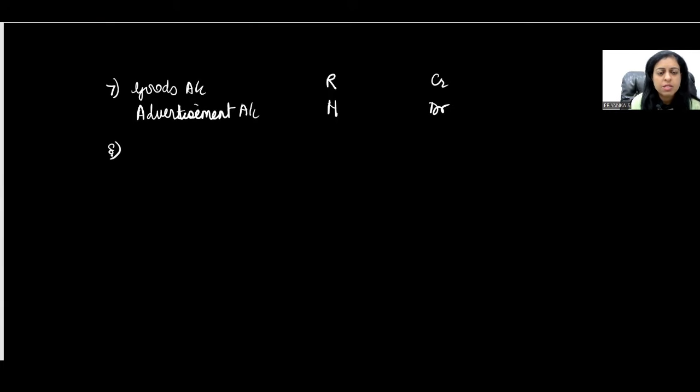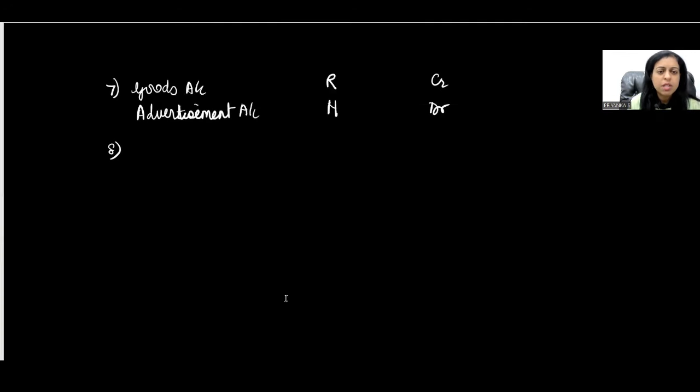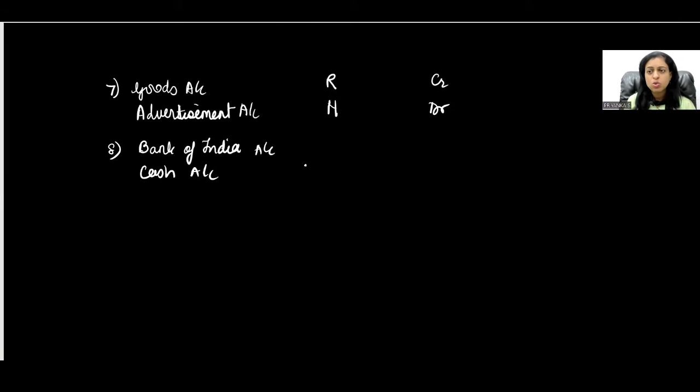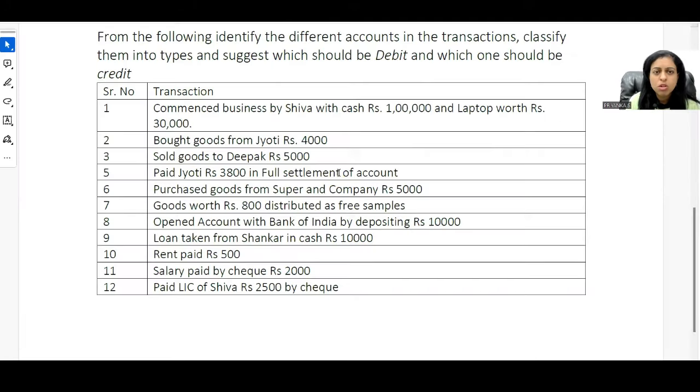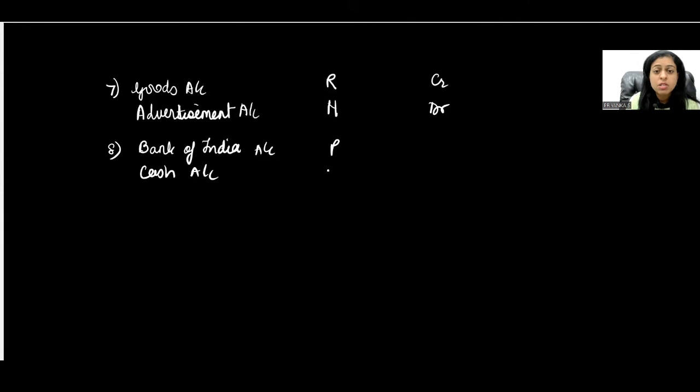Eighth now. Next. Opened account with Bank of India by depositing rupees 10,000. So what is happening? We are opening a bank account, Bank of India account. And second one is cash account. Obviously, what are you depositing here? Cash. Opened an account by depositing 10,000, what you'll deposit? You'll deposit cash. Bank of India is personal account. Then cash account is what? Cash account is real account, right? Bank of India personal account.